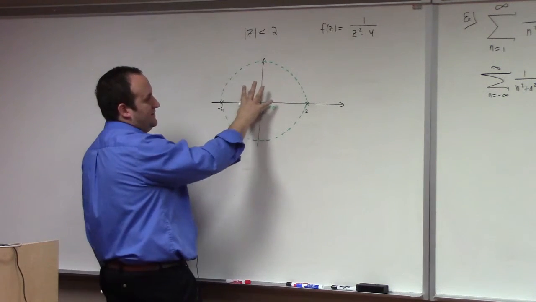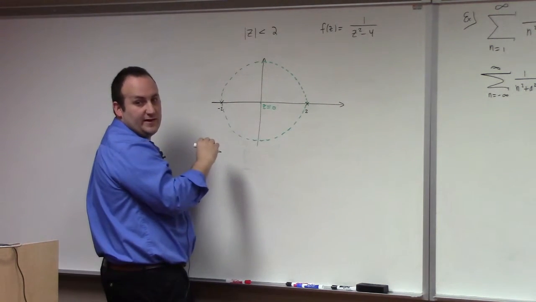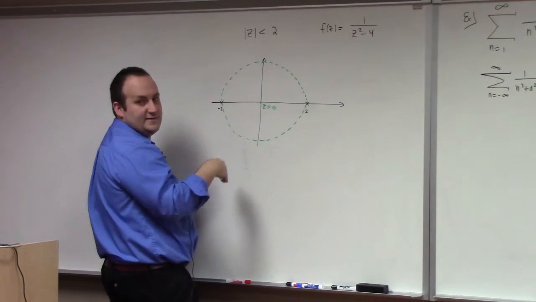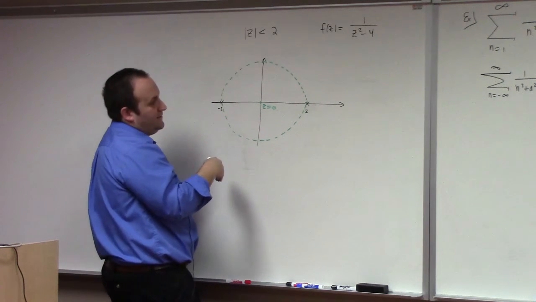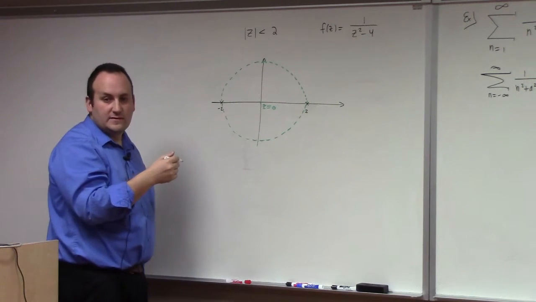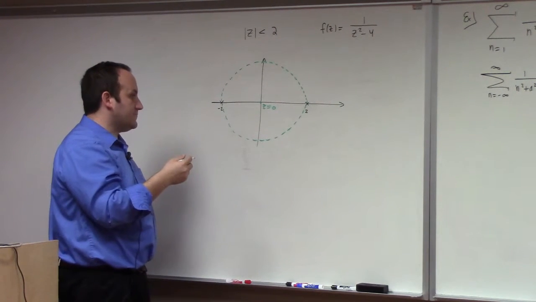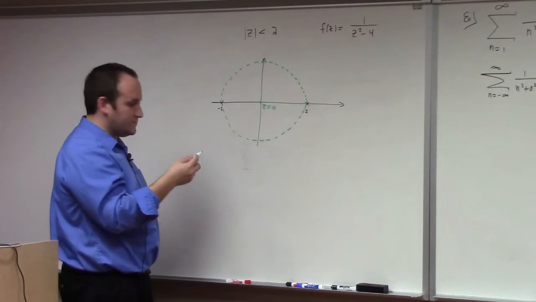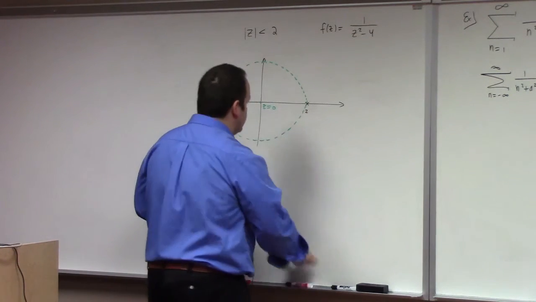So that is an annulus, but it's a degenerate annulus. That's one of the cases covered by the Laurent series. The Laurent series is just going to be a Taylor series centered at 0. Fair enough. What was the next case? It was modulus of z greater than 2.